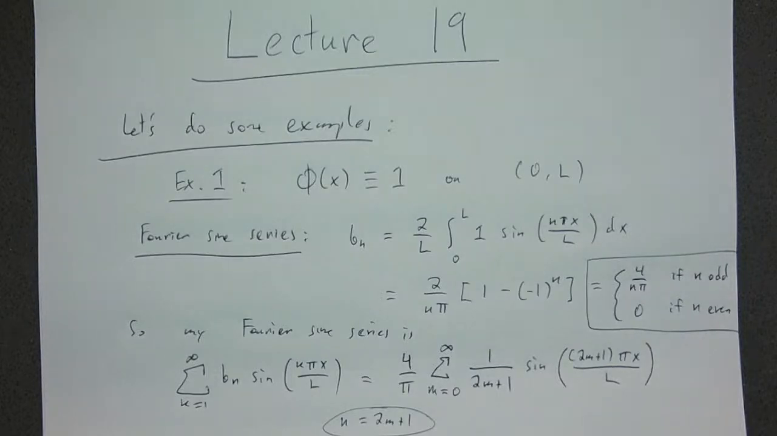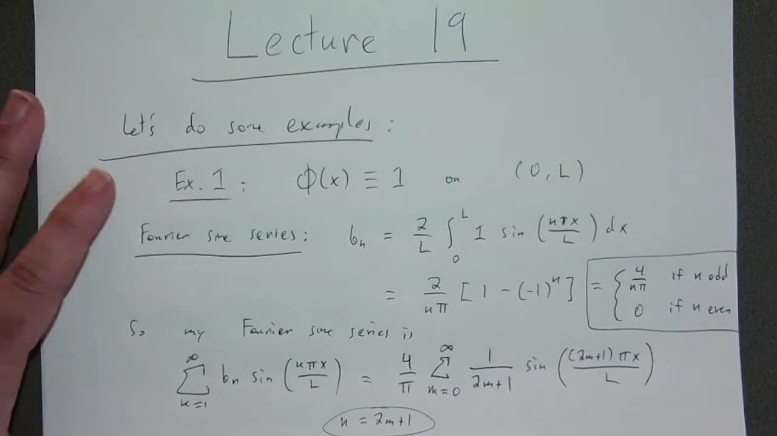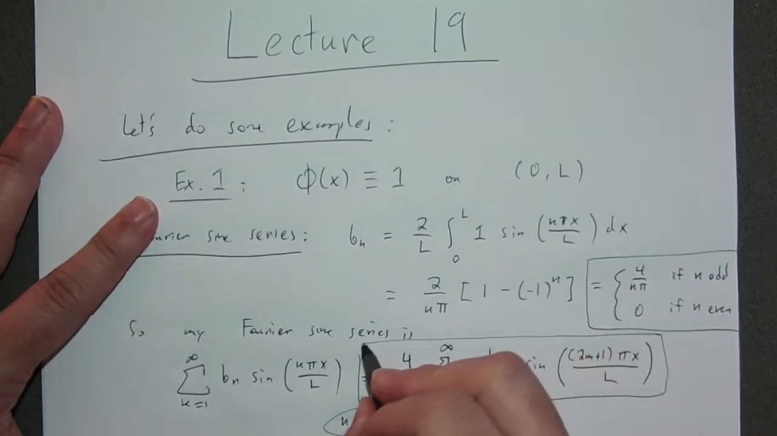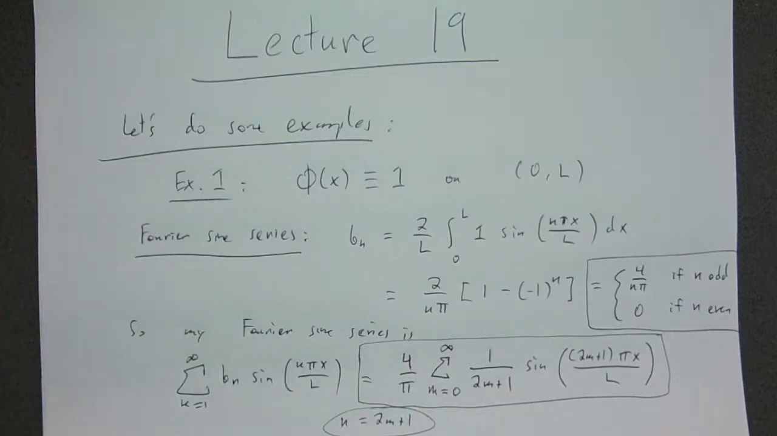So this is what I get for the Fourier sine series. So it is this thing. Really, of course, this is just the way of writing it out. Once I know the coefficients, then I understand what this thing is going to look like.